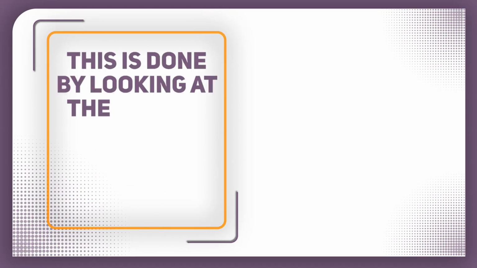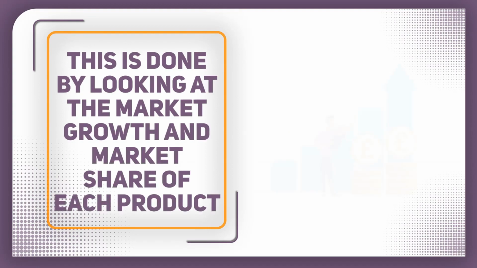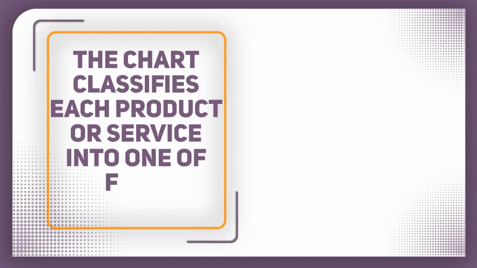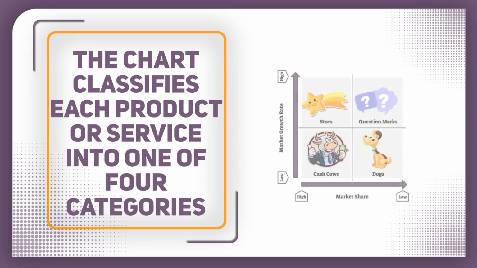This is done by looking at the market growth and market share of each product. We have looked at both market growth and market share in other videos, but both can be used to measure the success, or sometimes failure, of a business. The chart classifies each product or service into one of 4 categories, based on how quickly the market you're in is growing, known as market growth, and what percentage of the market your business has, known as market share. The Boston Matrix can be very useful when a business is trying to work out which products it should invest in, which products it should focus its marketing on, and which products it may want to stop producing altogether.